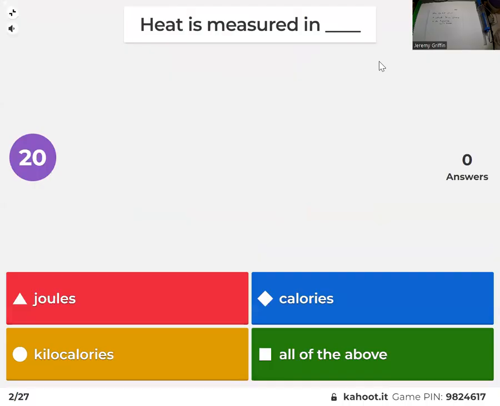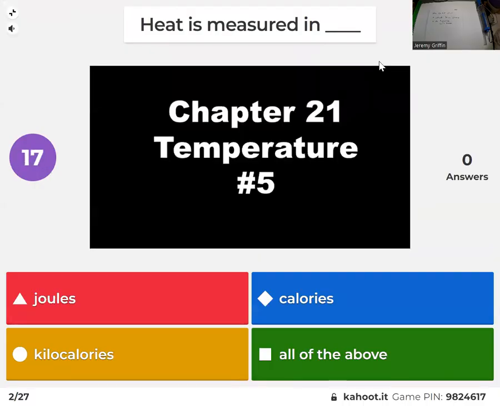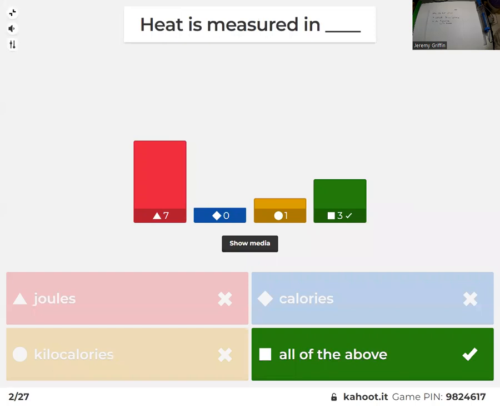Number 2. What is heat measured in? What's the units for heat? Those do all work. So joules is the base SI unit. What is a calorie? Like that blue one.